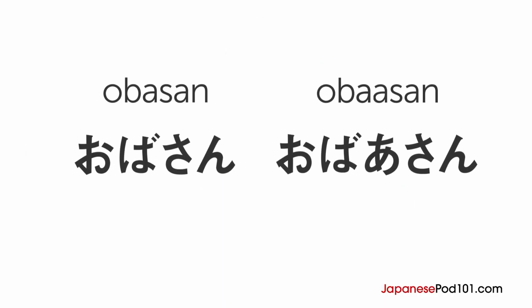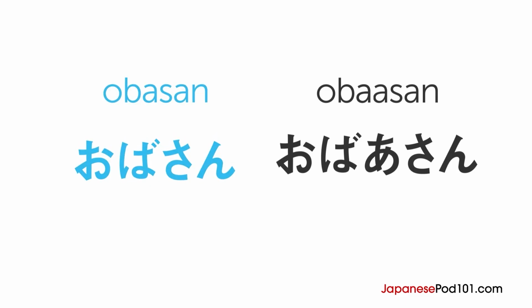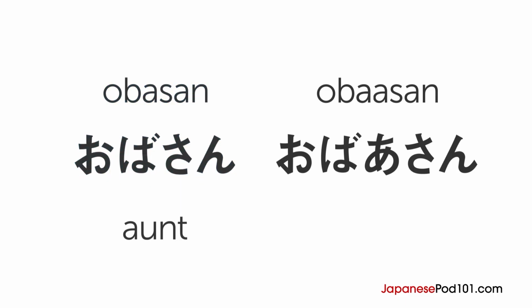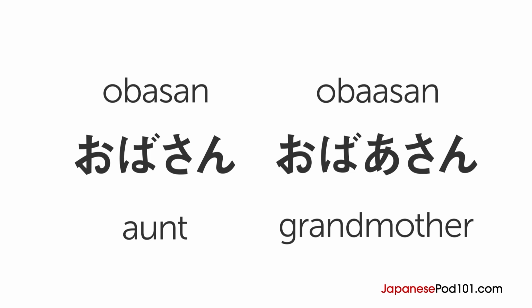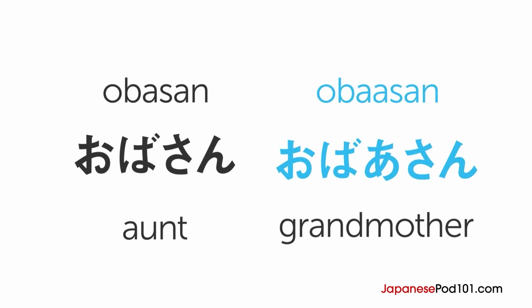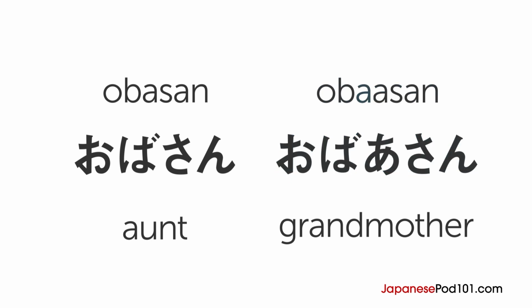Why is it important to master long vowels? Because the meaning of a word can change depending on whether the vowel is long or short. Listen for the difference in these words. おばさん, meaning aunt. おばあさん, meaning grandmother. When you say おばあさん, extend the vowel a. If you don't, you'll be saying a different word.